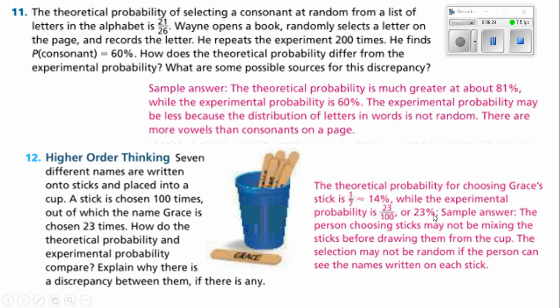And that's 23%. The person choosing sticks may not be mixing the sticks before drawing them from the cup. The selection might not be random if the person can see the names written on each stick. Now remember, if he can see them, he might purposely be picking Grace.